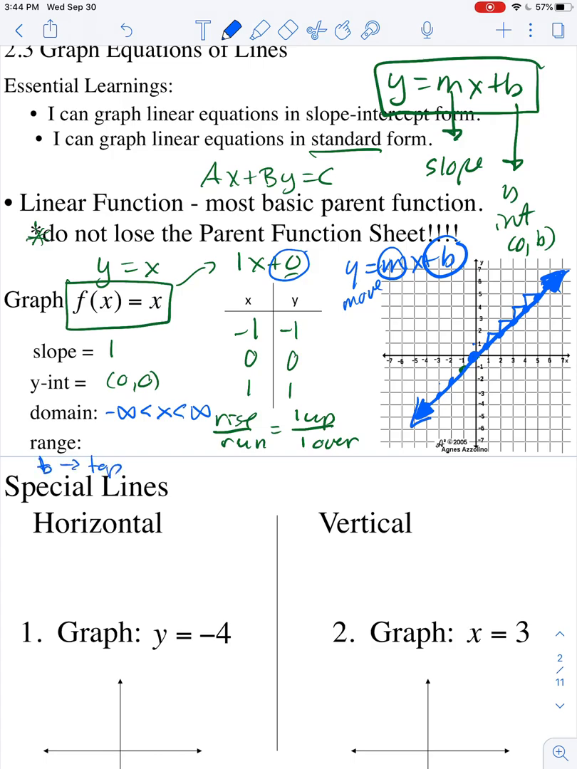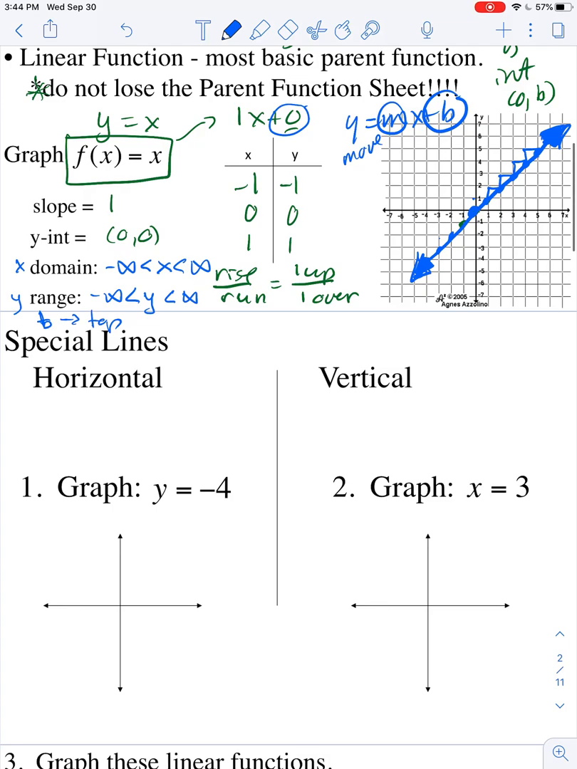The range is from top to bottom, so if I look from bottom to top, this goes down forever, so again, -infinity, and it goes up forever on the right, so again, positive infinity. Using y this time because domain talks about x, range talks about y's.